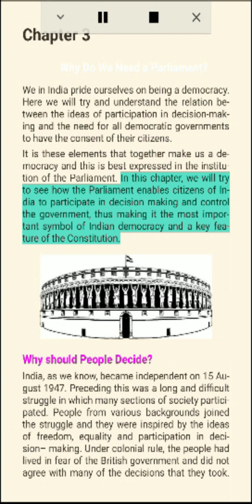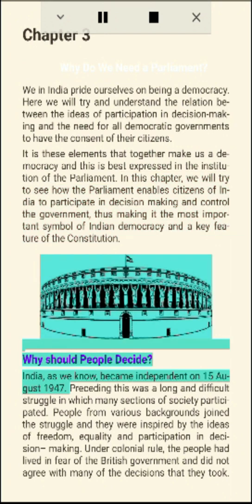parliament. In this chapter, we will try to see how the parliament enables citizens of India to participate in decision-making and control the government, thus making it the most important symbol of Indian democracy and a key feature of the constitution. Why should people decide?